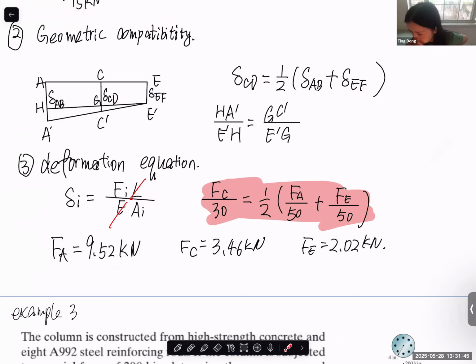Could you just change the 1/2 in the trapezoid equation for any point between A and E? Yes, you can do that. Oh, you mean this one?